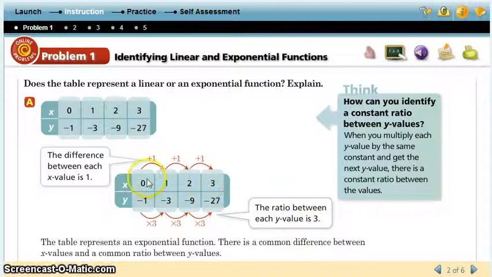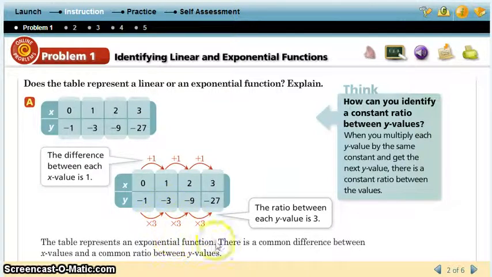Now take a look at your x values, the difference. The difference in 1 and 0 is 1. The difference in 2 and 1 is 1. So I'm increasing by adding 1 every single time. So my common difference for my x values is 1. So I have a common difference for my x's and a common ratio for my y's. Okay, two different things here that you've got to focus on when determining linear or exponential.